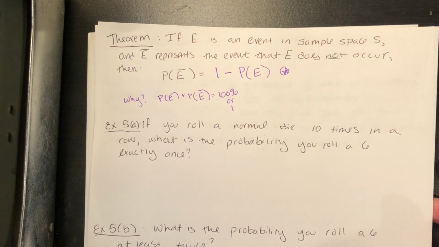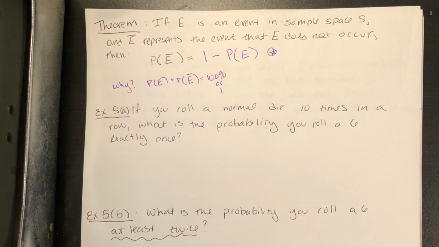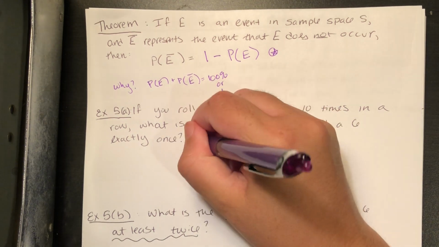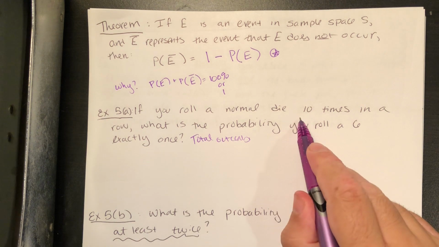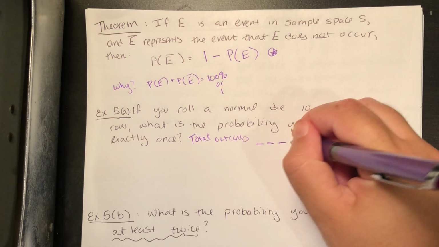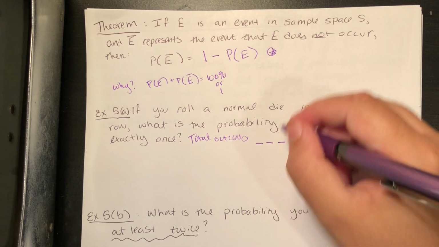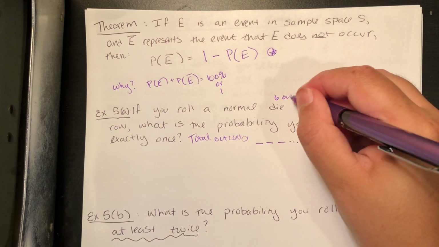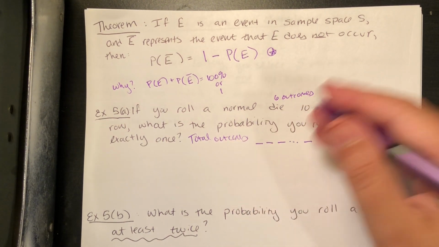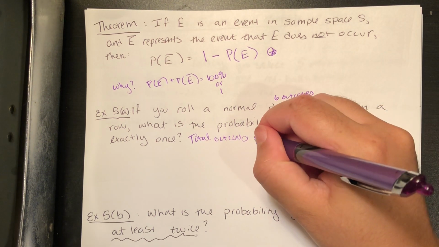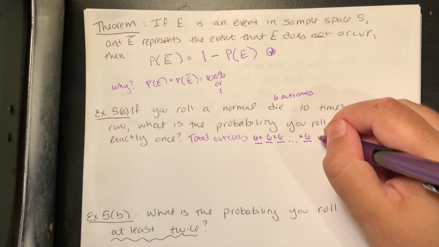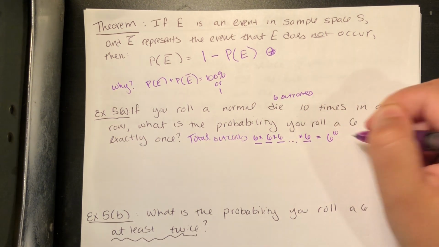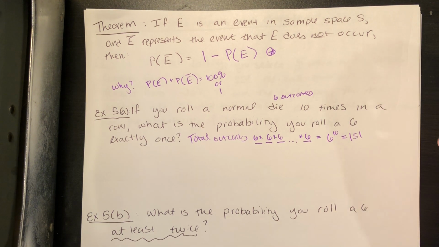If you roll a normal die 10 times in a row, what's the probability that you roll a 6 exactly once? All right, so our total outcomes here, well, let's see what we're doing. We're rolling a normal die 10 times in a row. So there's 10 spots. And it's a normal die, so each time you roll it, there's 6 outcomes. Right? You either roll a 1, a 2, or all the way up to 6. So there's 6 outcomes on the first roll, 6 outcomes on the second roll, all the way down to the last one, so there's 6 to the 10 outcomes. That's going to be the cardinality of your sample space.